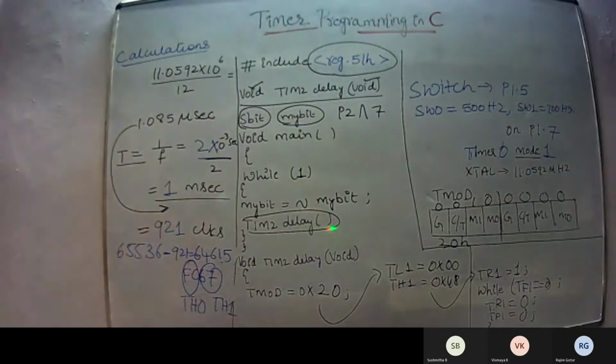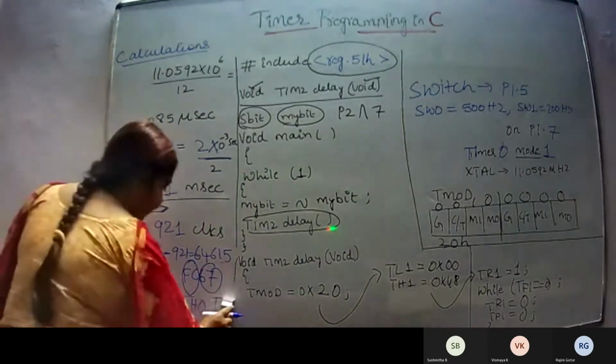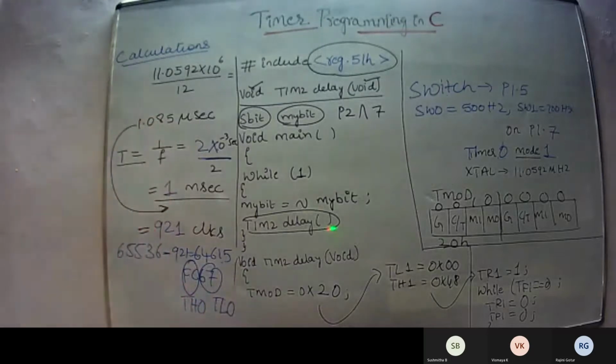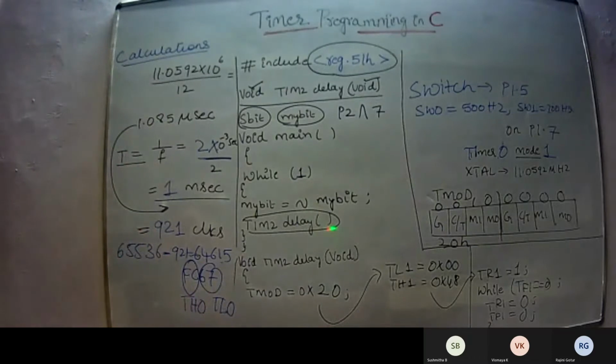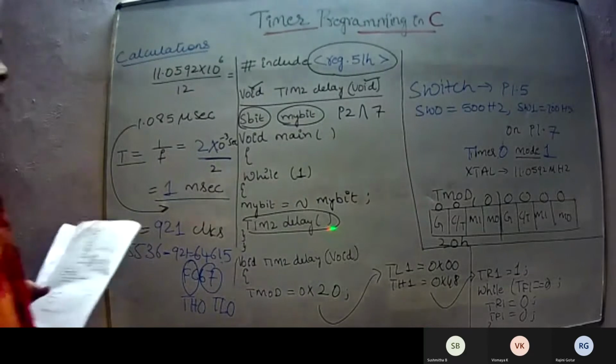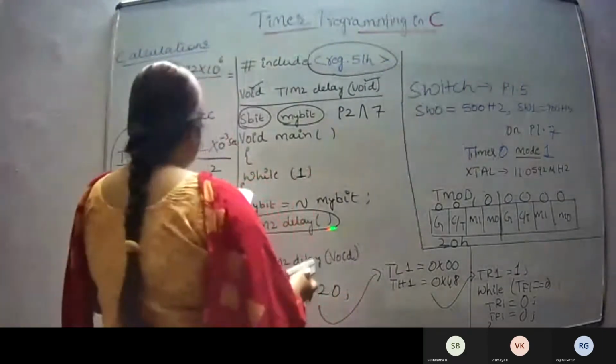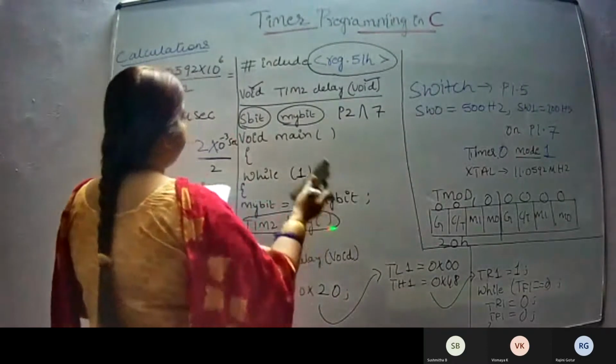We are just loading FC into TH0 and 67 into TL0 for the low byte. That is the value that should be loaded. The same thing you have to follow for 700 hertz also. Follow the same procedure and you will get the values to be loaded. Now we will go to write the program for this. You can calculate for 700 and tell me the answer. I will just write the program now.